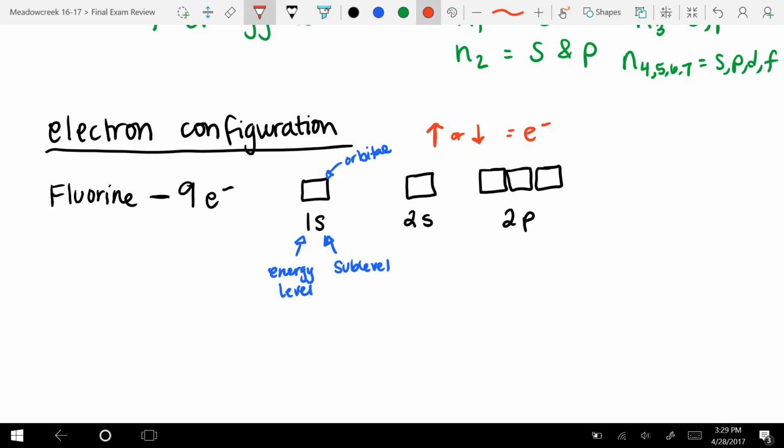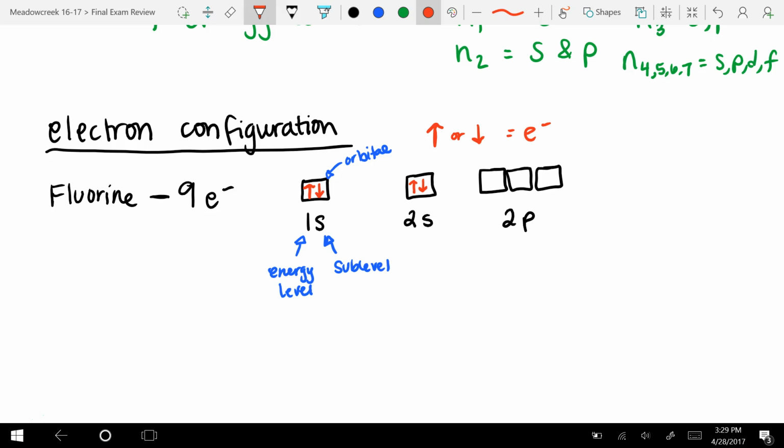So if fluorine has 9 electrons, it's going to fill in 1s first. And electrons have to have opposite spins, so you're going to have 1 electron up, 1 electron down. So I've used 2, I have 7 left. Now, it's going to take a little bit more energy to get to 2s, and so it's going to fill in all of 2s. 2s has less energy than P, which is why it's going to fill that in completely first.